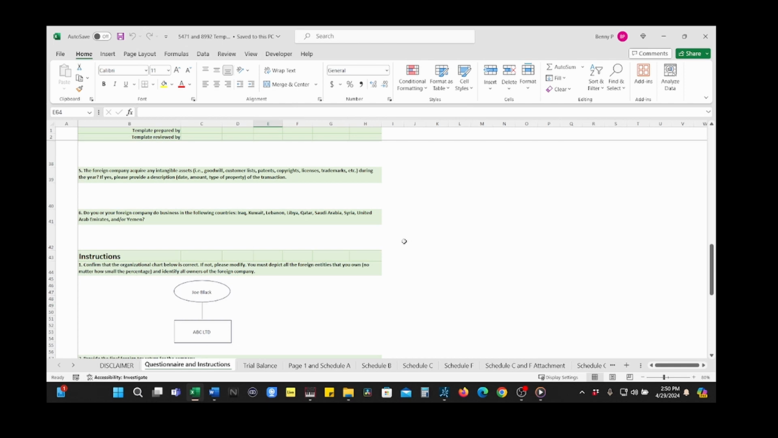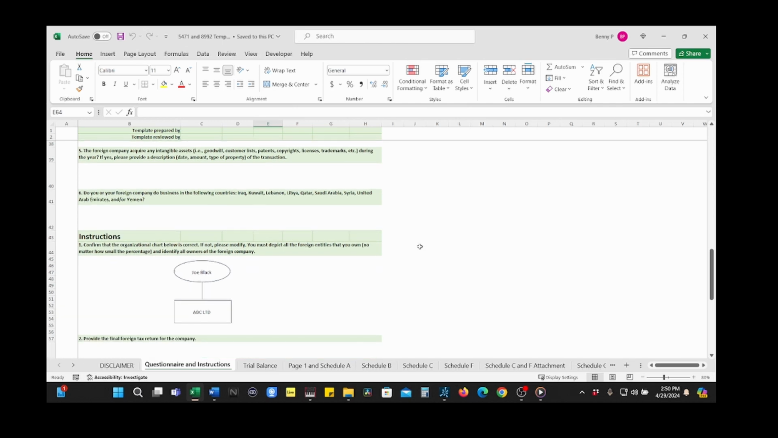Finally, number 6 of the questionnaire asks whether you've done business in any of the boycott countries, which are Iraq, Kuwait, Lebanon, Libya, Qatar, Saudi Arabia, Syria, United Arab Emirates, or Yemen. If so, you likely have to file a Form 5713, and there are stiff penalties for non-compliance.